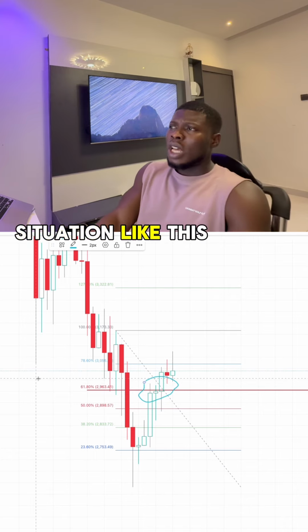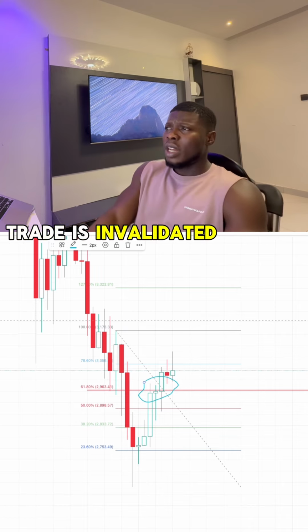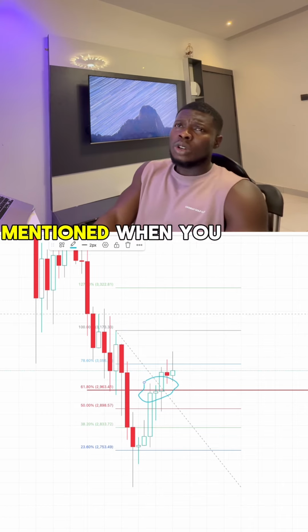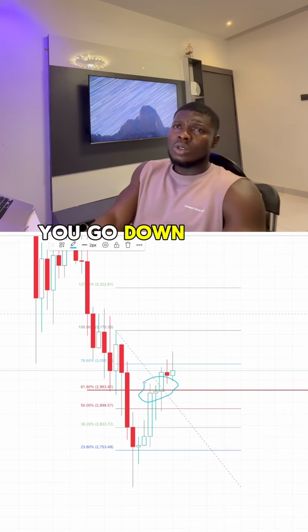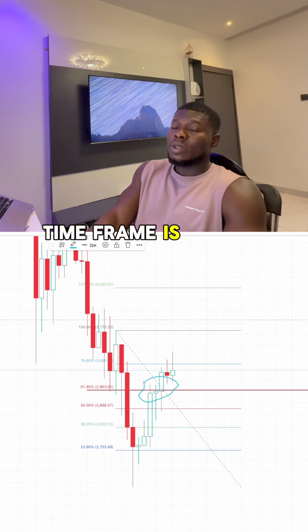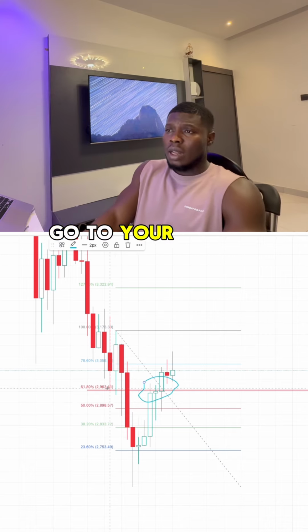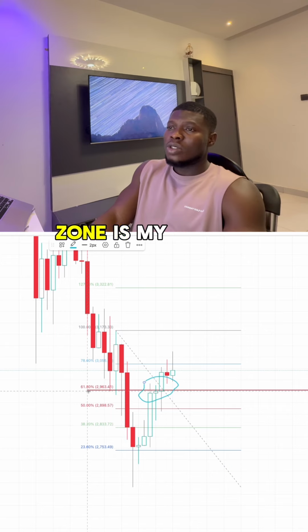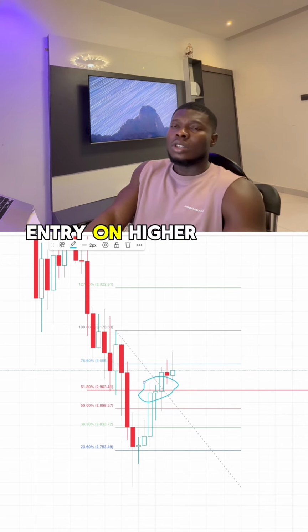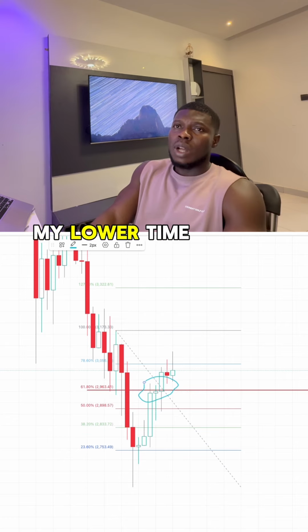So in a situation like this, how do you know when your trade is invalidated? I also mentioned that when you want to take a trade, you go down to your lower time frame, so you know if the higher time frame is saying the exact same thing as the lower time frame. Since this zone is my entry on the higher time frame, I need to go to my lower time frame.